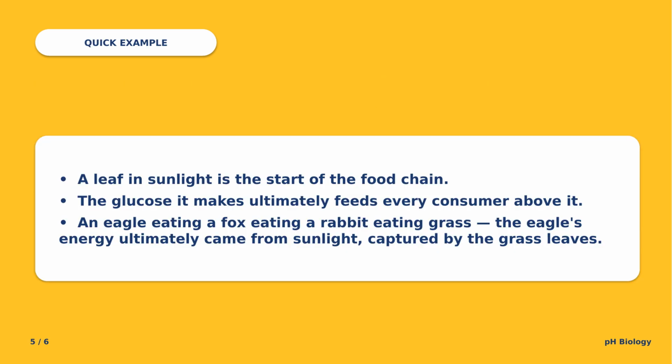Quick example: a leaf in sunlight is the start of the food chain. The glucose it makes ultimately feeds every consumer above it. An eagle eating a fox, eating a rabbit, eating grass. The eagle's energy ultimately came from sunlight captured by the grass leaves.